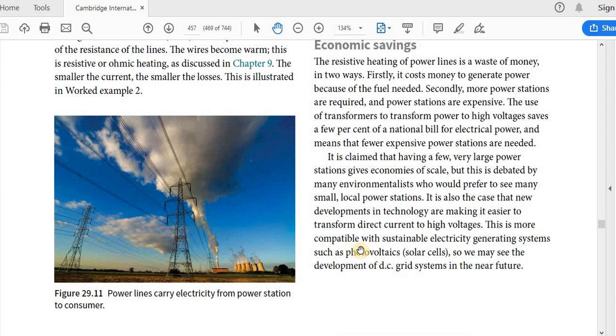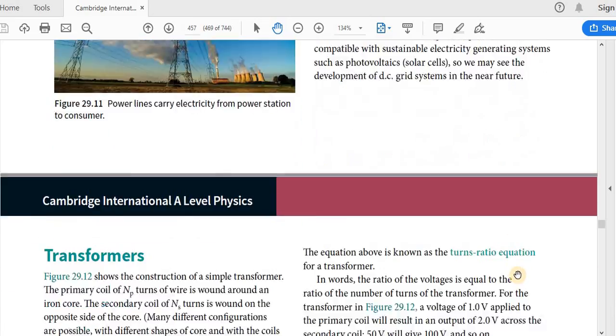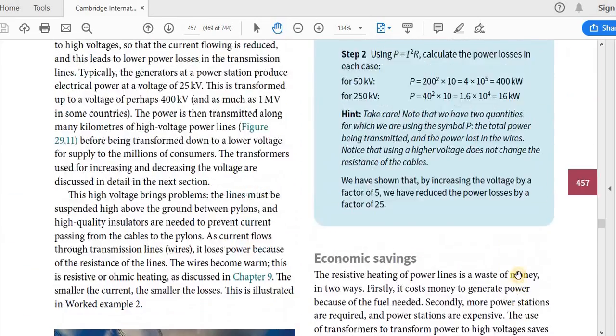This is more compatible with sustainable electricity generating systems such as photovoltaic solar cells. So we may see the development of DC grid systems in the near future. Okay, that's the end of that topic.